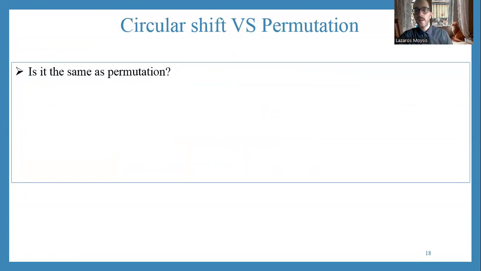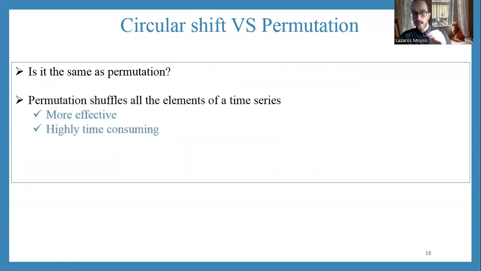Okay, now some comments. Someone may say, okay, why is this different from a classic permutation? In permutation, let me remind everybody, you perform a shuffling on every state of the time series, and every value of the time series. So permutation is a very good technique. It is very commonly used in encryption, but permutation has some issues.